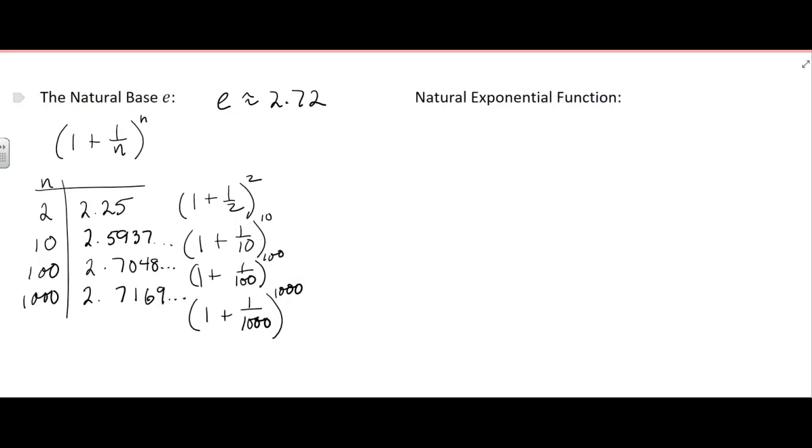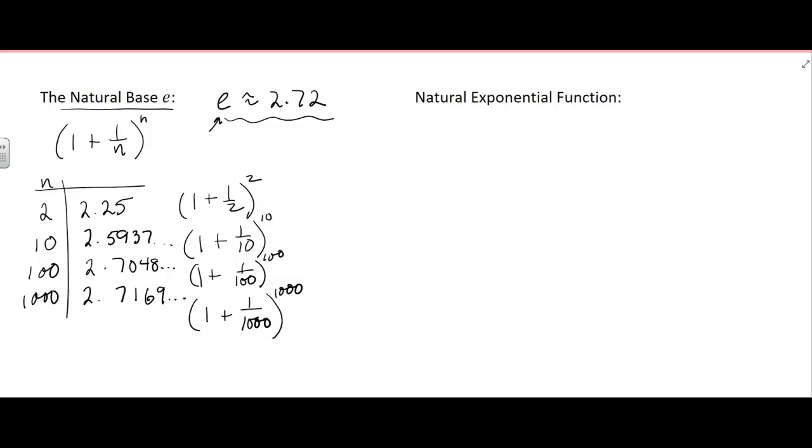It's an irrational number, and we have a decimal approximation. Usually we use 3.14 for pi. There's other approximations, but it goes on and on and on. It's an irrational number. E. We write it in italics. Okay, so it's like pi. Okay, so that's what it is, and that's where it comes from. And so it's called the natural base, and the symbol is e, lowercase e.